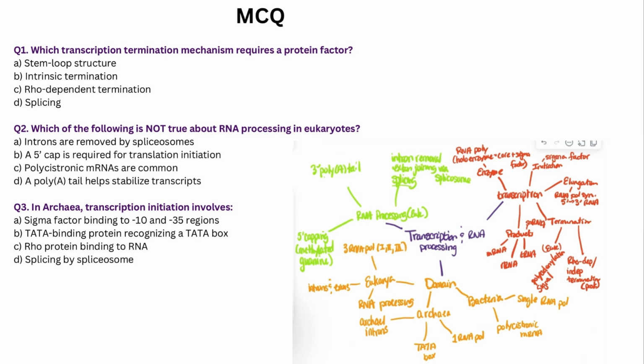Number 3, in archaea, transcription initiation involves, so go back to your micro mind map, find where you see archaea, and then you're able to look at the 3 branches that are attached to assist you with answering the question. And then you can put your answer in the chat.